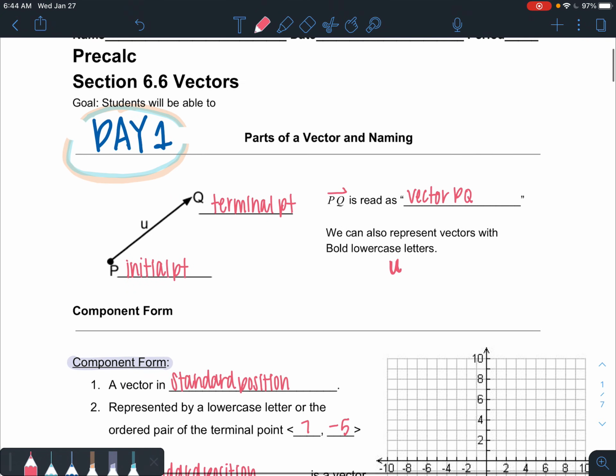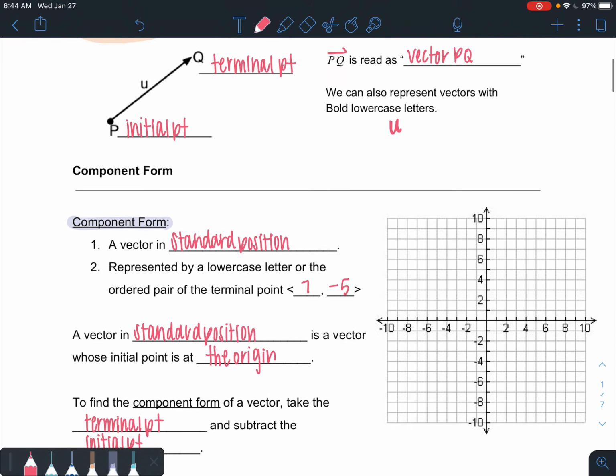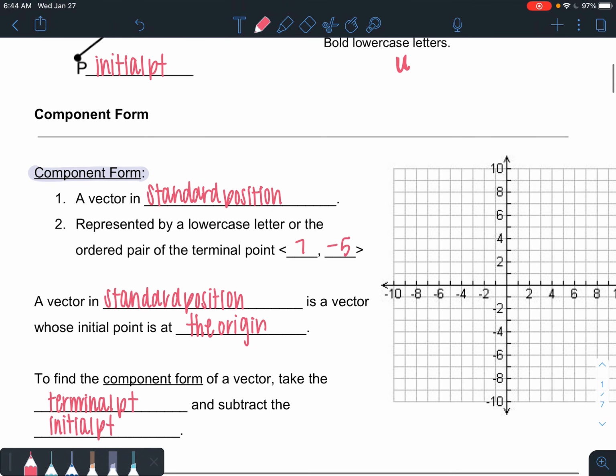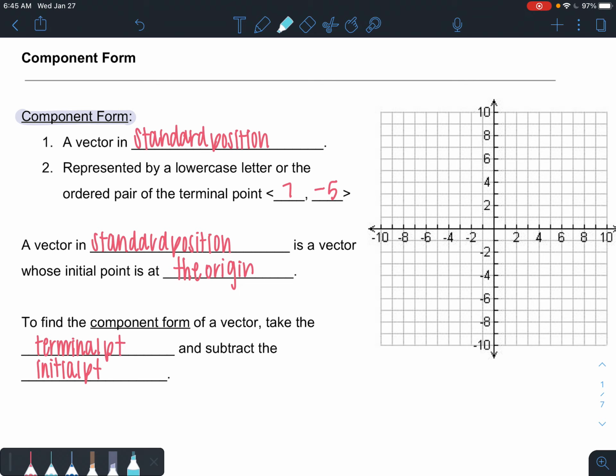All right, so vectors are used a lot in engineering and in physics. Okay, so here's component form. Now, component form is a vector in standard position. So, and then also represented by a lowercase letter or the ordered pair terminal point, with these little carets beside it. And so this right here, as it said, is the terminal point. Okay, a vector in standard position is a vector whose initial point is at the origin.